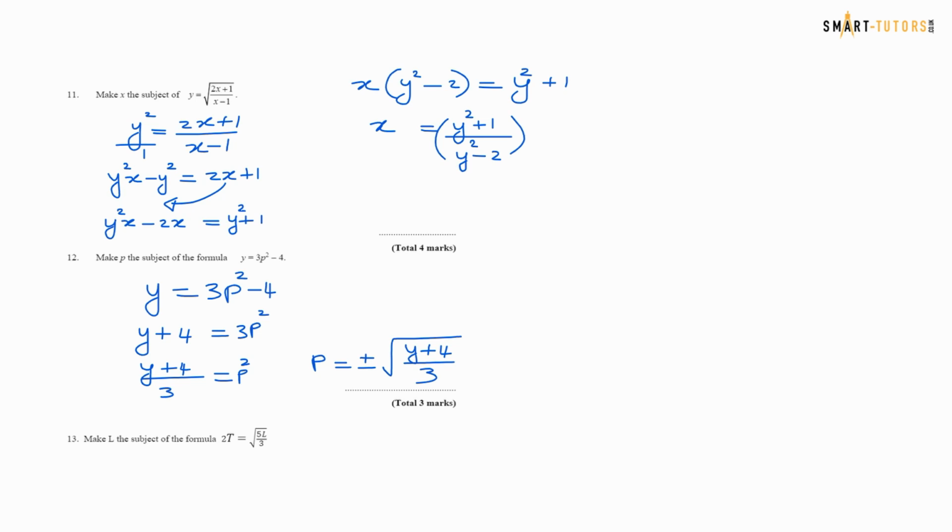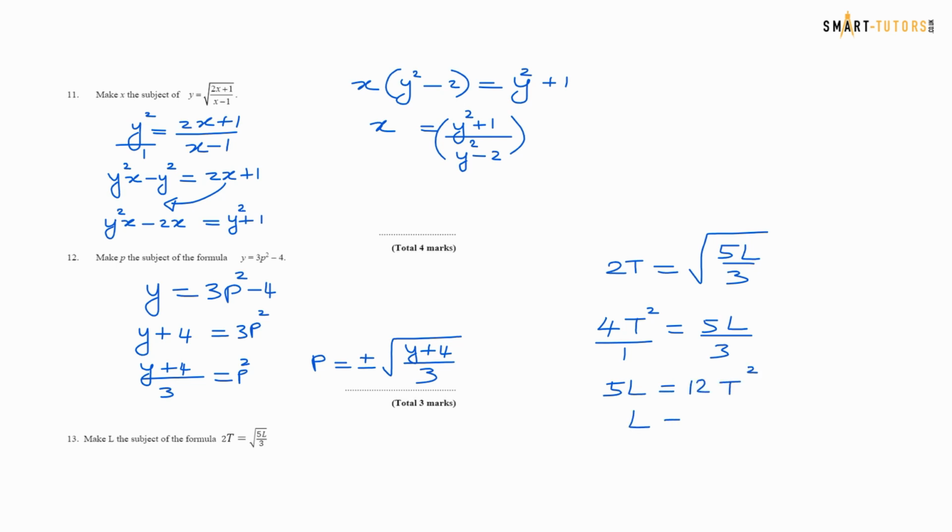Question number 13, let me do it here. 2t equals square root of 5l over 3. So make l the subject, so you need to square both sides, so this becomes 4t squared. So careful, 2 squared is 4, t squared is t squared, equal 5l over 3. So here you can write 1, cross multiply, so 5l equal 12t squared. So l as the subject, 12t squared over 5. That is our final answer for question number 13.